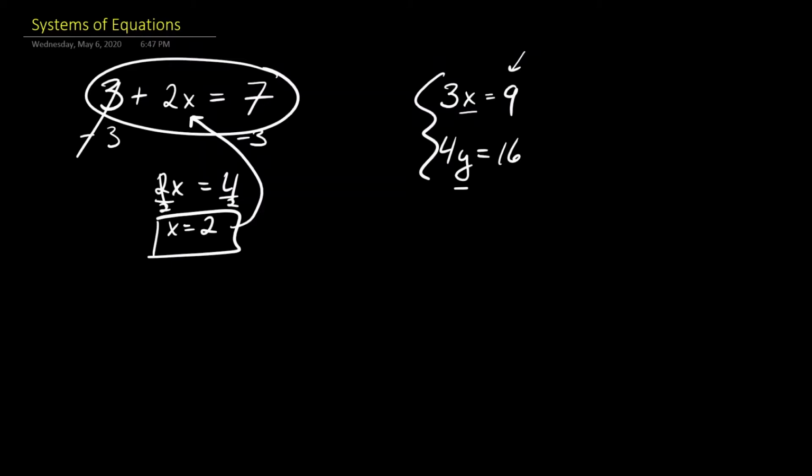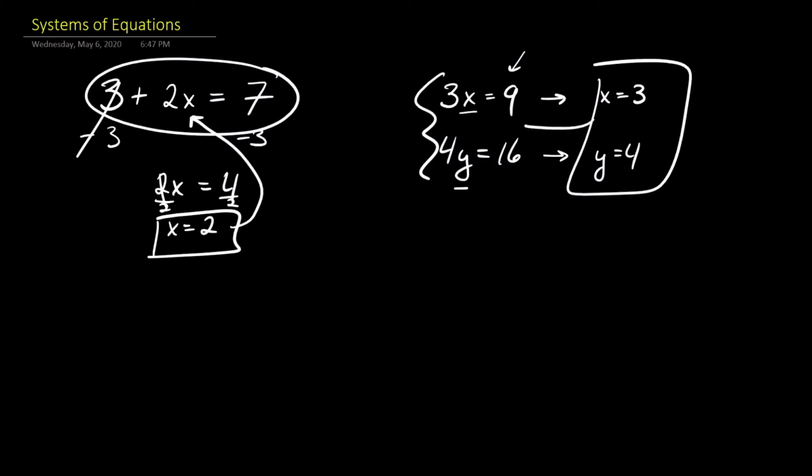Okay, so 3x equals 9. Divide both sides by 3. That's x equals 3. 4y is 16. That gives us y equals 4. And again, if we plug these numbers back in, we can verify that they satisfy both equations. We plug in 3 for x everywhere we see it, and we plug in 4 for y everywhere we see it.